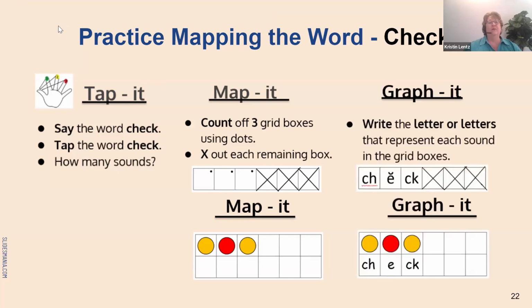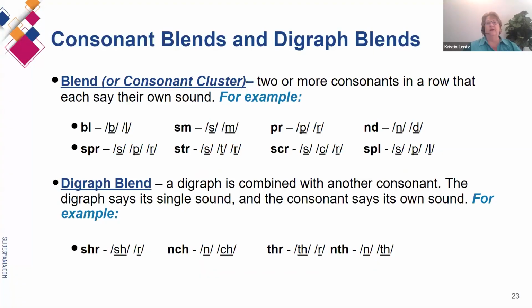The last step would be to graph it. And as you'll notice, both the CH and the CK are shown in one box. That's because these are digraphs, 2 letters that work together to make 1 sound. While you're doing this and showing this, again, having the students practice it along with you is very important.